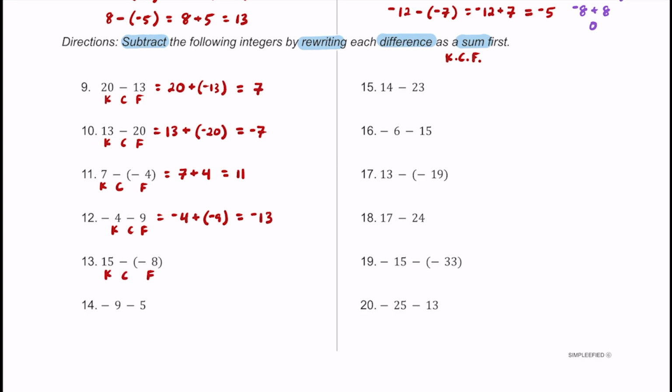For number 13, we have 15 take away negative 8. So we'll keep, change, flip. The 15 is just going to stay the same, but I'm going to change the minus to a plus, and the 8 is going to become positive. So this is really just 15 plus 8, which is 23.